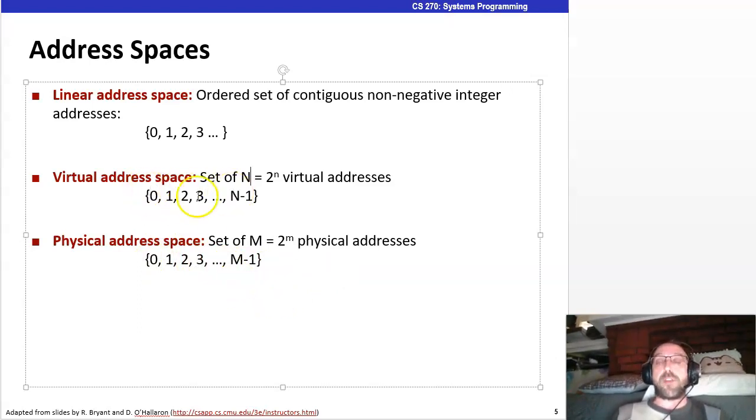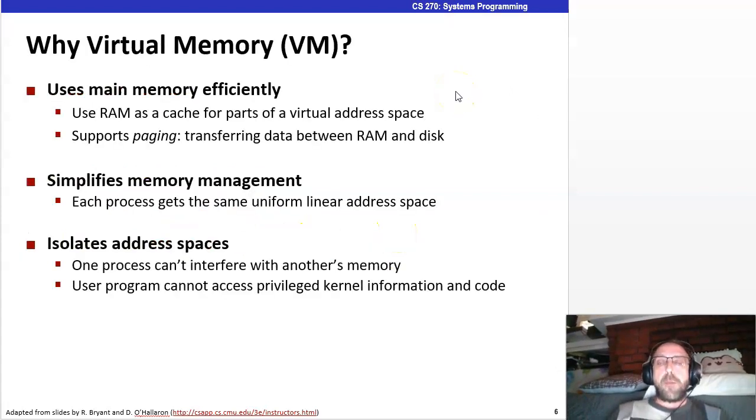Whereas the virtual address space on that system is much, much larger. So why would we use virtual memory anyway? Well, we have a few different reasons. For one, it lets us use main memory more efficiently. Rather than having to have the full address space represented in main memory, and things that are in RAM are the things that a program can refer to directly, we can use RAM as kind of a cache for a much larger virtual address space.